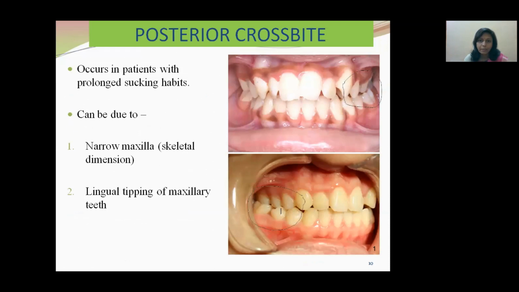Posterior crossbite occurs in patients with prolonged sucking habits that will create a V-shaped narrow maxilla, and the posterior segment of the maxillary dentition will come in crossbite in relation to the mandibular arch. Here we can appreciate the posterior crossbite of the molars, and here the whole of the posterior segment is in crossbite relation. The problem can be due to the narrow maxilla, that is the skeletal dimension, or it may be dental due to the lingual tipping of the maxillary teeth.